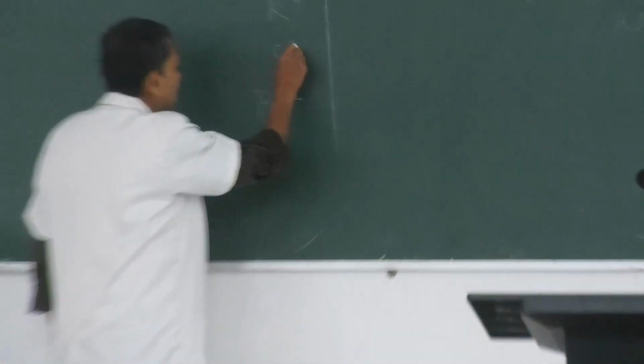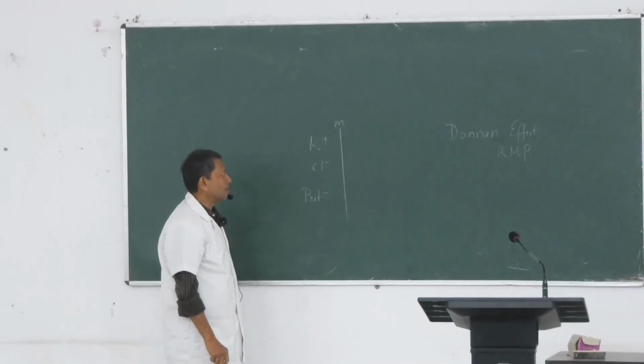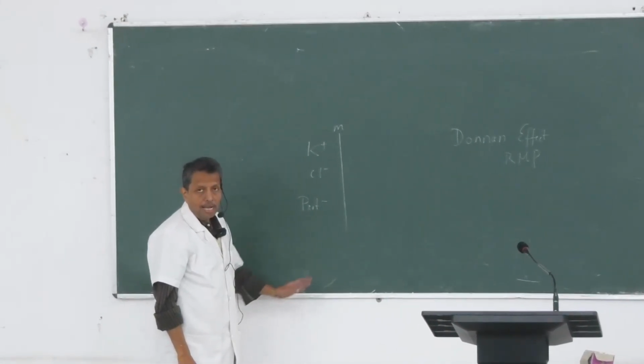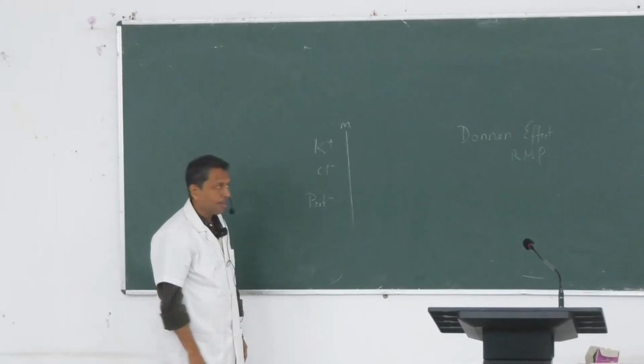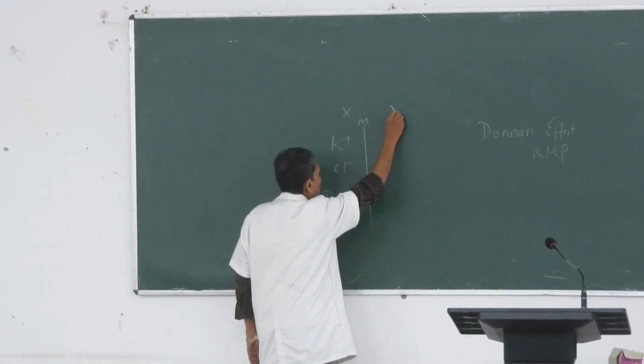and chloride ion that are permeable, and initially their concentrations are equal on either side, equivalence. It is the X side and it is the Y side.